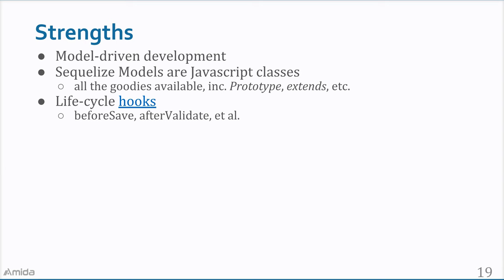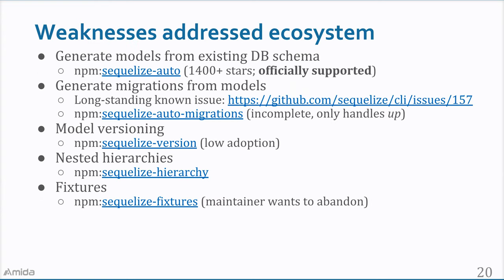A lot of the weaknesses of Sequelize are addressed by the ecosystem. One of the limitations that we had come across with model-driven development is if you're using straight Sequelize and you have an existing DB schema, you have to create your model by hand. Sequelize has an officially supported tool for that called Sequelize Auto to generate your models from your database schema.